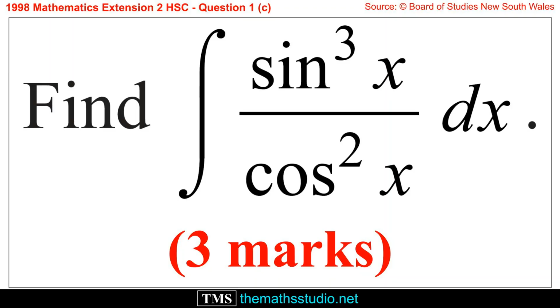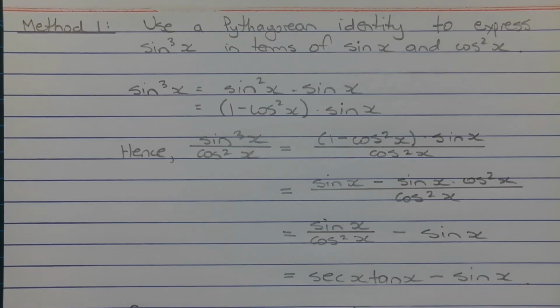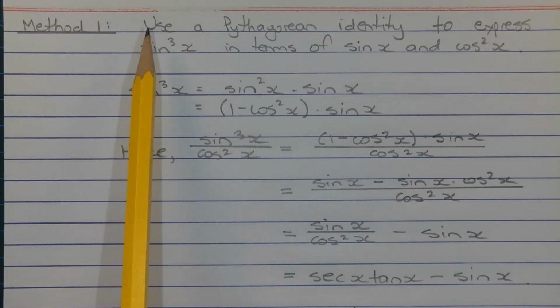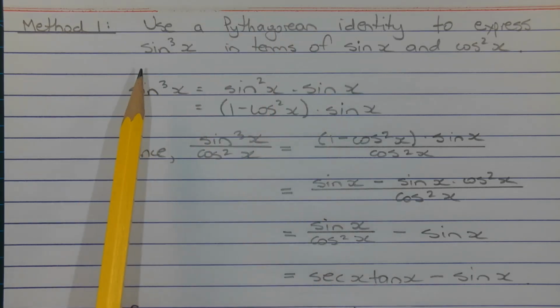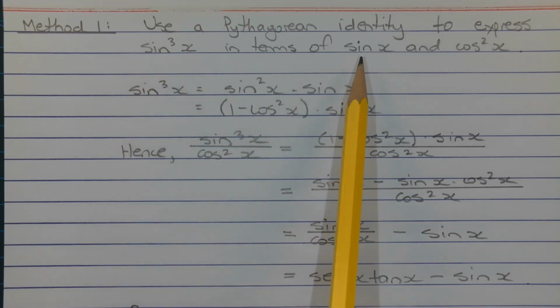Question 1, Part C. Find the integral of sin³ x over cos² x dx. There are two methods that can be used to integrate sin³ x over cos² x. In the first method, we can use a Pythagorean identity to express sin³ x in terms of sin x and cos² x. And in the second method, we can use an appropriate substitution. So let's go through the first method.